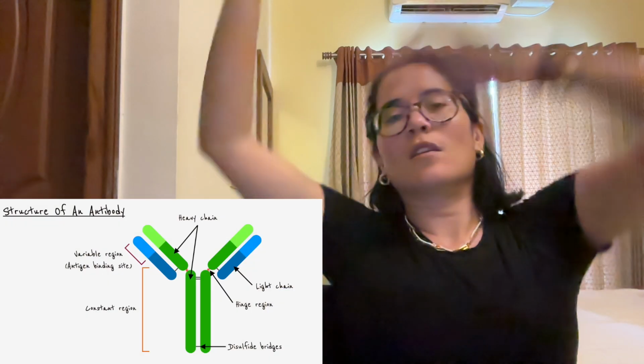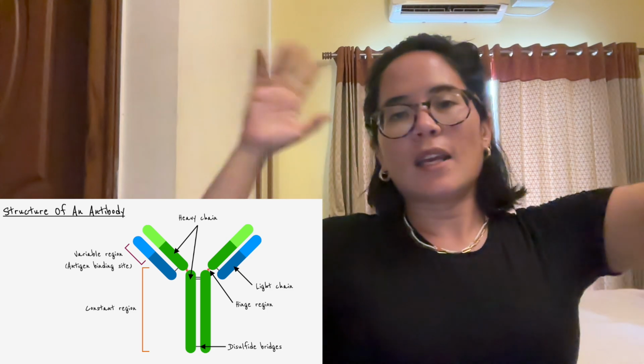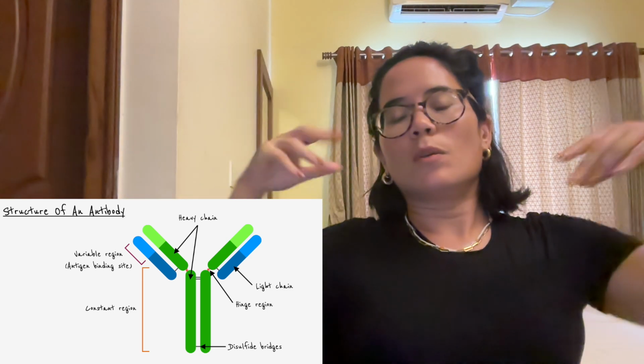Then you have what's known as a variable region located at the top of the Y. This is complementary to specific antigens on pathogens. You have a constant region at the bottom of that Y, so at the bottom of my feet, which is the same for all antibodies, and it helps our bodies recognize the antibodies as being self, so a part of us. The hinge region is located at the bottom part of the Y. It enables the antibody to move in order to bind to the complementary antigen.